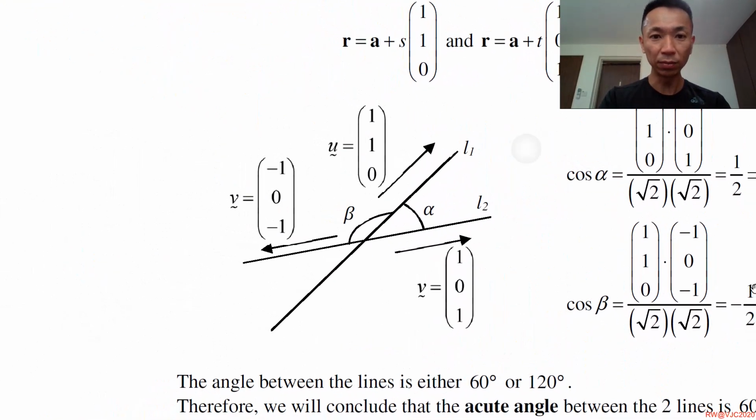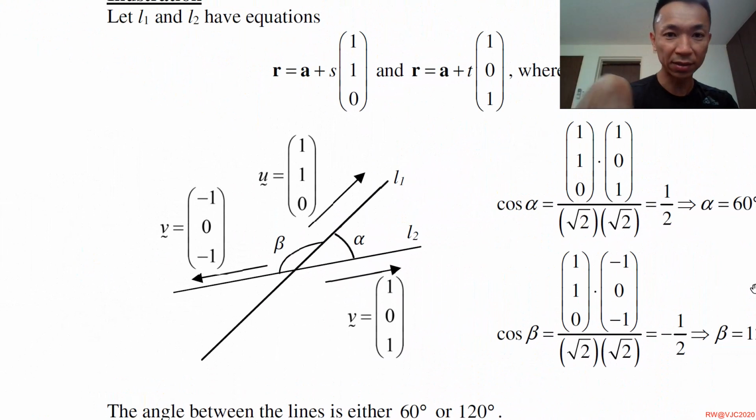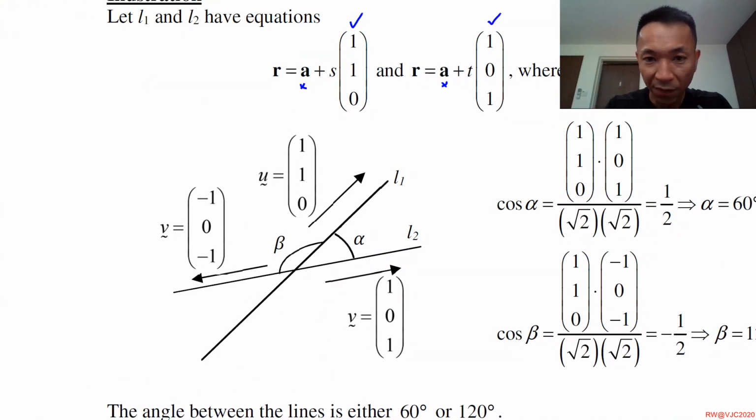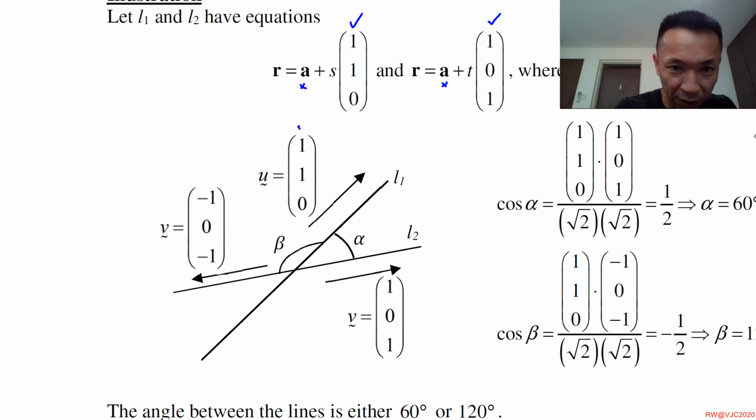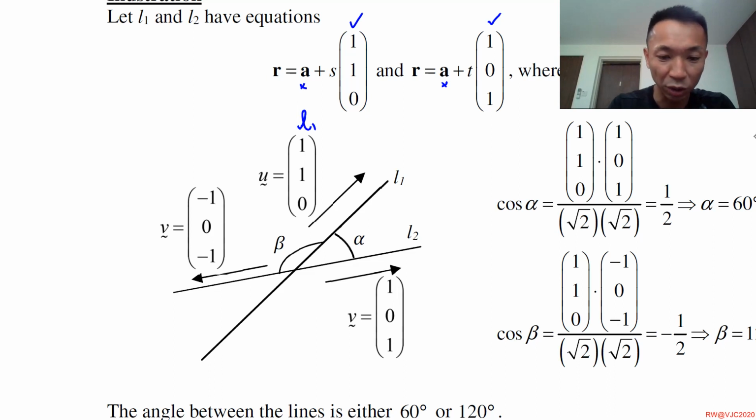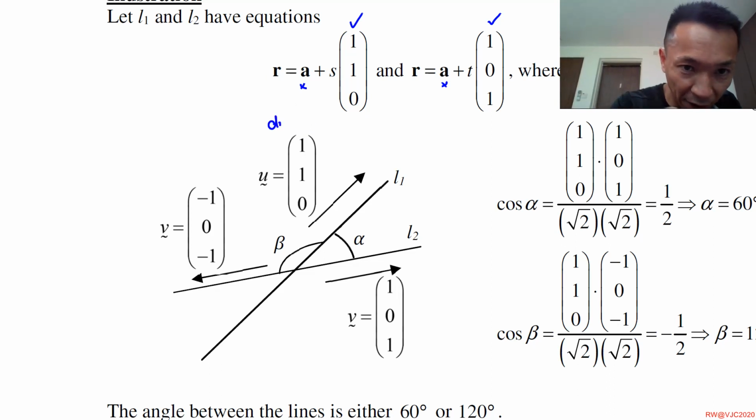I have L1 and L2. Okay, I don't care what the position vector is, it doesn't really matter. I know this is the direction vector. So now, if I have L1, the direction vector is (1, 0, 1). This is the direction vector of L1. Okay, maybe I should be more precise. I would just say this is the direction vector of L1, and then (1, 0, 1) is here.